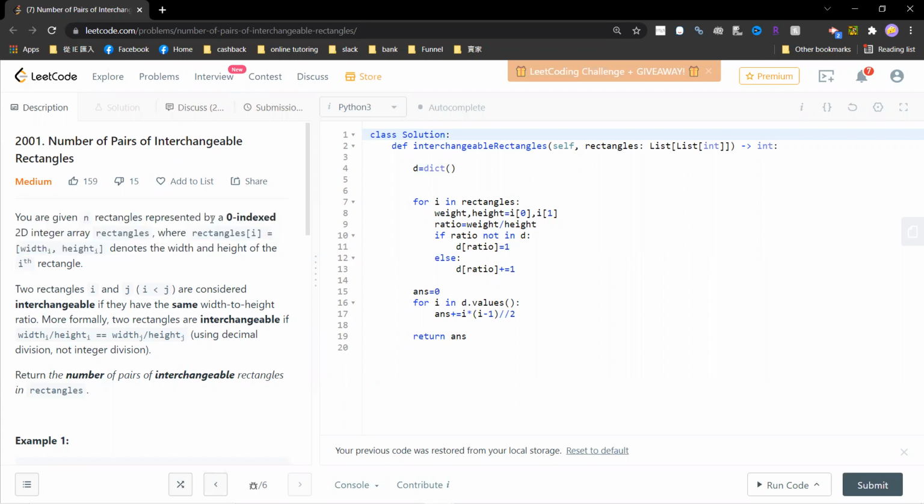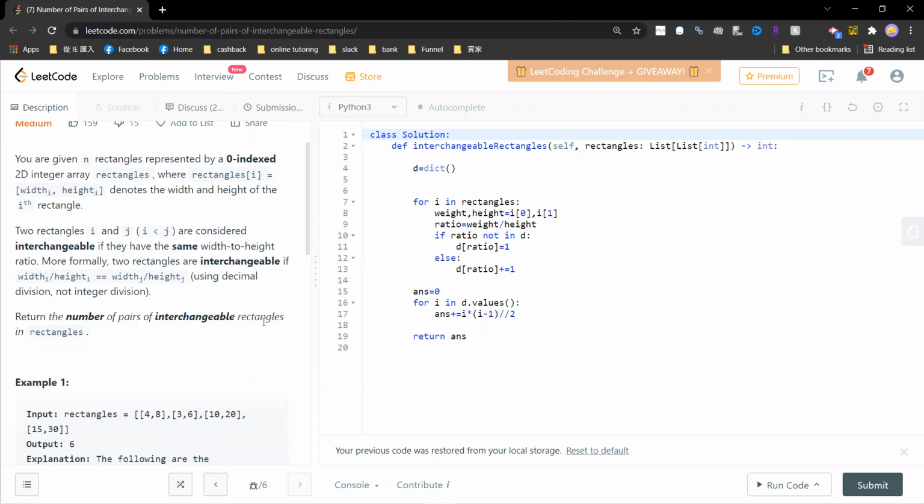So let's solve number of pairs of interchangeable rectangles. You're given a 0-indexed rectangle array, where each rectangle has a width and height. Imagine you have a rectangle with a width and height. Two rectangles are called interchangeable if their ratios are the same, width divided by height. Hopefully height is non-zero. Return the number of pairs of interchangeable rectangles.